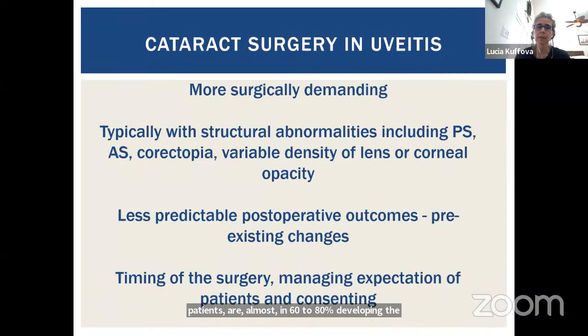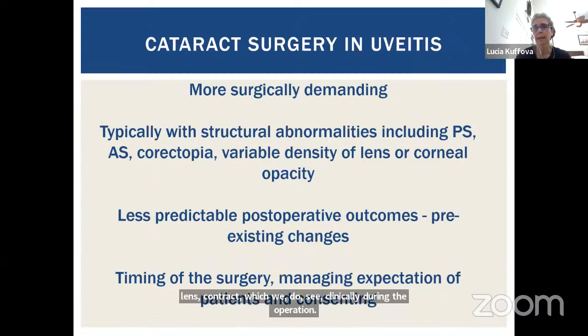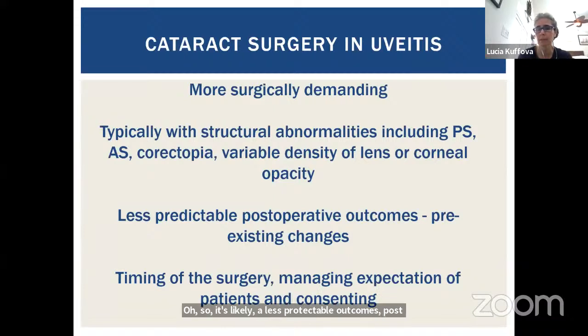So to conclude, cataract in uveitis is a sequela of the uveitis itself, as well as of the treatment for uveitis. It is very likely that it's more surgically demanding, because not only will we be dealing with the cataract, but also with the structural abnormalities in the anterior segment, including posterior and anterior synechiae, and different density of the lens cataract, which we do see clinically during the operation. Also, it's likely less predictable outcomes post-operation. And what is very important, as we will hear from other talks, I'm sure, the timing of the surgery and also the management of the expectation of the patient and consenting is extremely important.